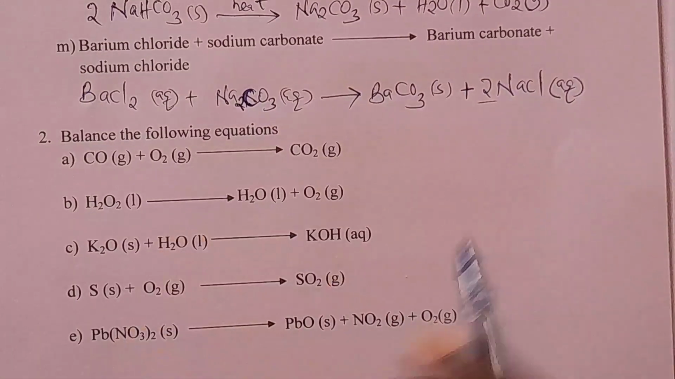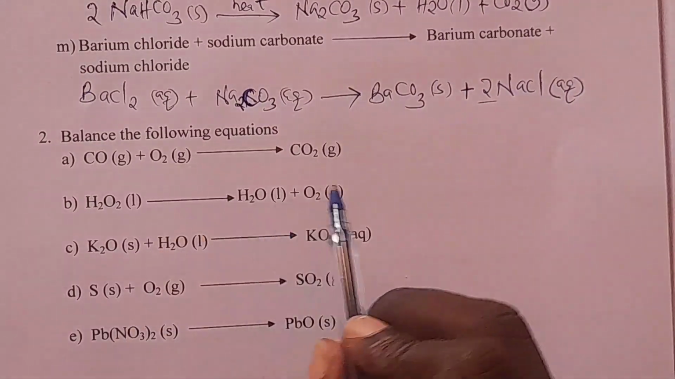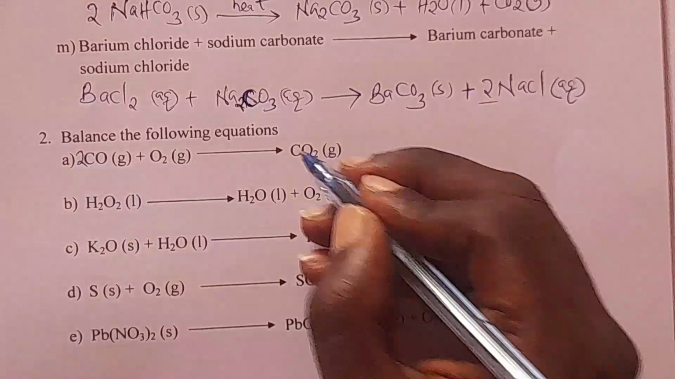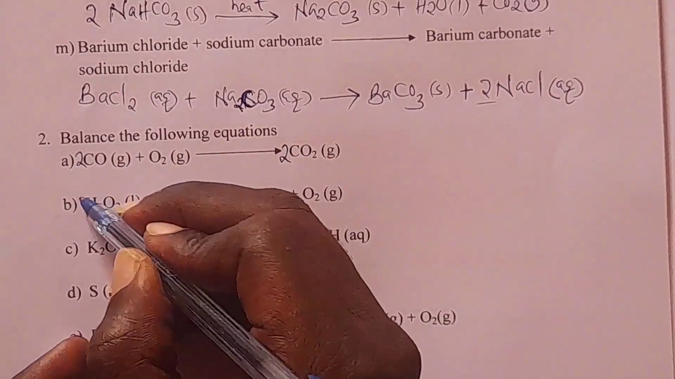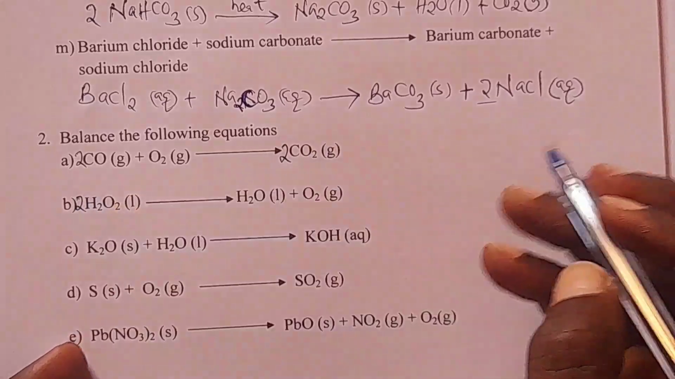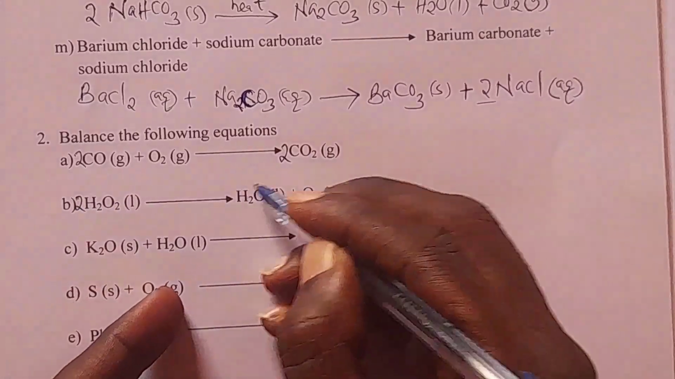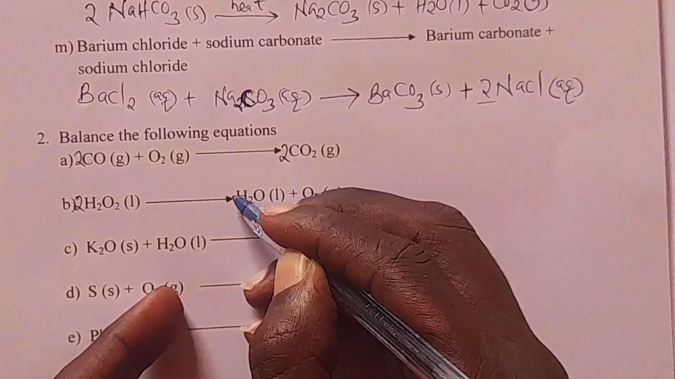Then number 2, we are told to balance the following equations. So they have already written the chemical equation we are supposed to balance only. So check here, to balance it, we are going to put 2 here, and we are going to put 2 there. So it will be balanced like that. This one we are supposed to put 2 here. So there we are going to have 4 of hydrogen. So we are going to put 4 here.